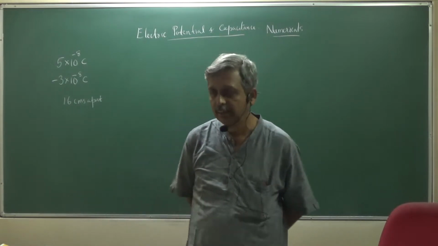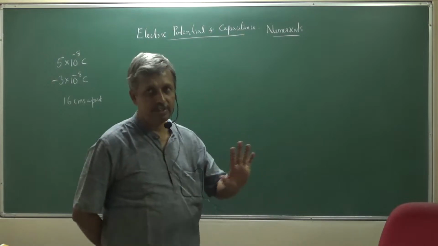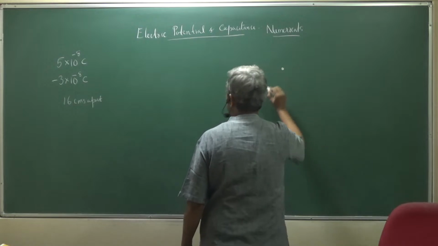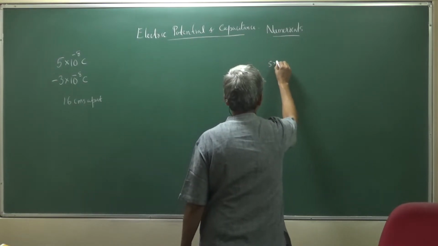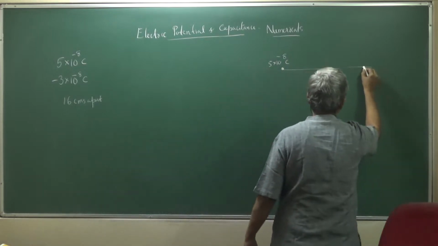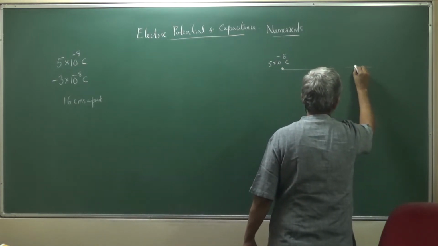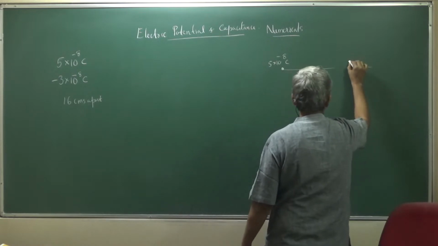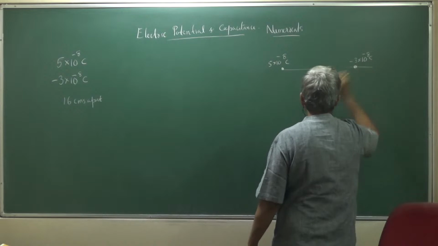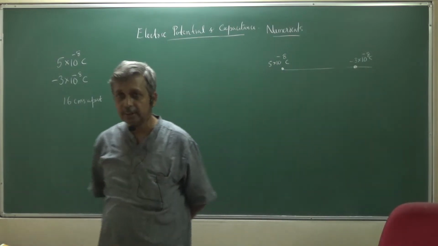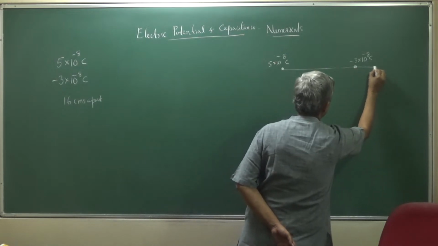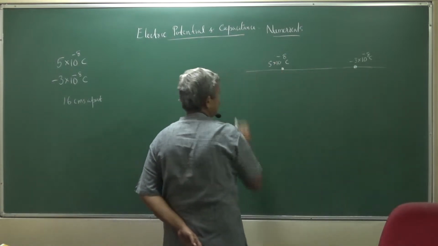So let's write down the diagram. Always start with the diagram. You have two charges. Let's say charge 1 here, which is 5 into 10 power minus 8 coulombs, and on this line we have one more charge here, which is minus 3. One is a positive charge, another one is a negative charge. This is the line joining these two charges. Line joining in the sense that it may extend on both sides.